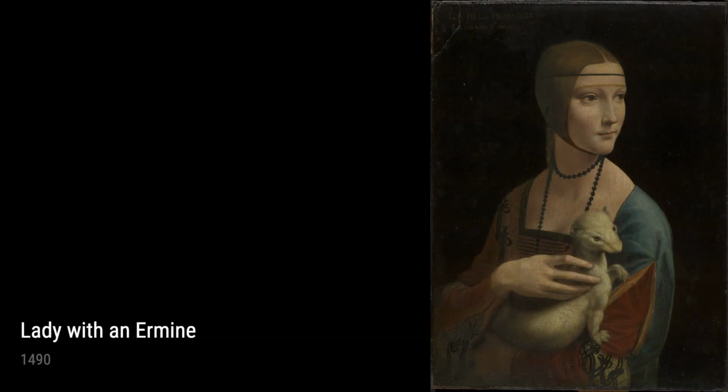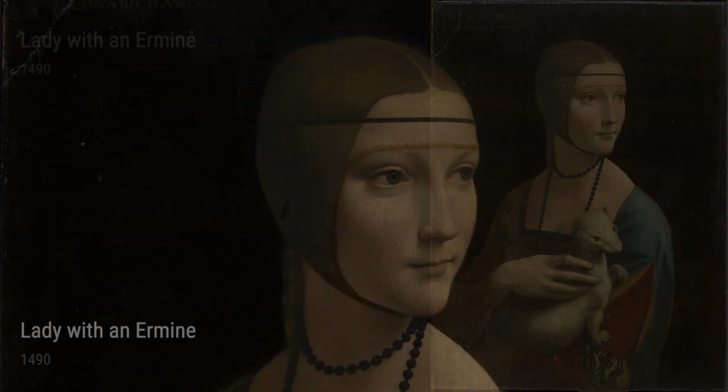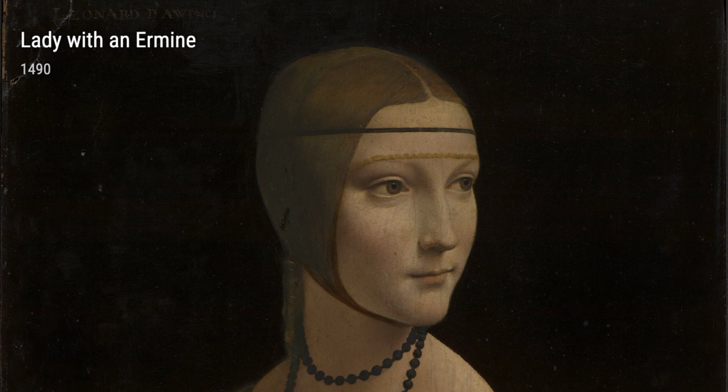emotions. One of the most renowned works by Leonardo da Vinci is Lady with an Ermine, painted in 1490. This intimate portrait depicts a young lady holding an ermine, a symbol of purity. The delicate brushstrokes and the sense of grace and elegance convey the essence of the subject.